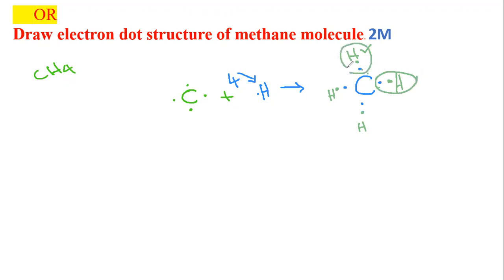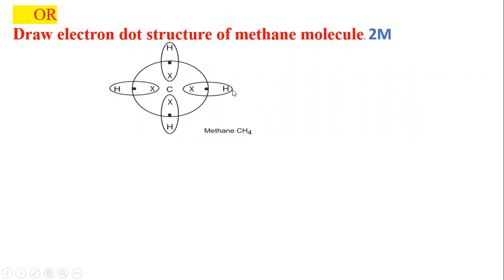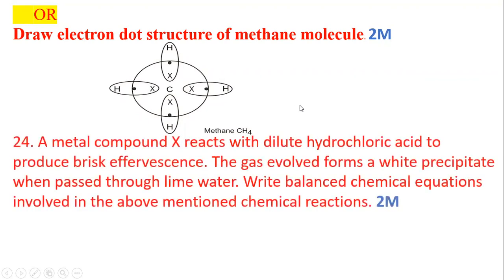First, you draw either directly with the carbon or with the hydrogen. Two electrons are shared with hydrogen, and likewise these two electrons are shared between the carbon and hydrogen. Right, understood? Just see the structure. This is the electron dot structure, or Lewis structure, of methane. Practice it. Then go for another question.